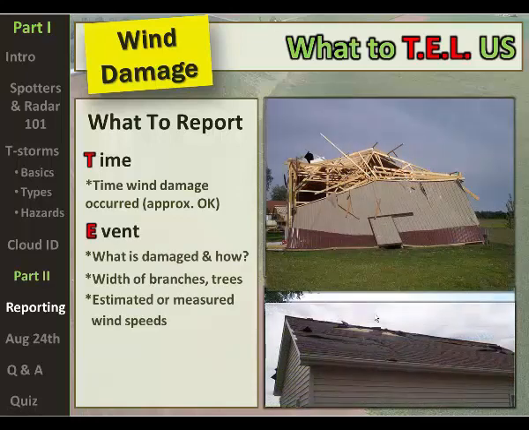For each event, what is damaged? How does it look? Are there trees down? What size? Can you estimate the wind speed? What are you using to get that estimate? What is the width of the tree limb downed? Are you using an anemometer, a wind speed estimating tool?